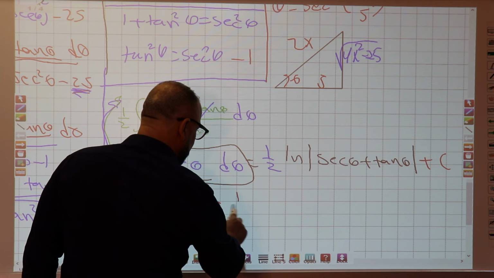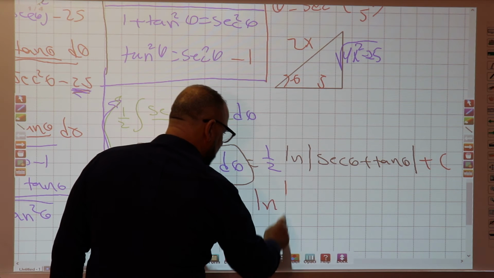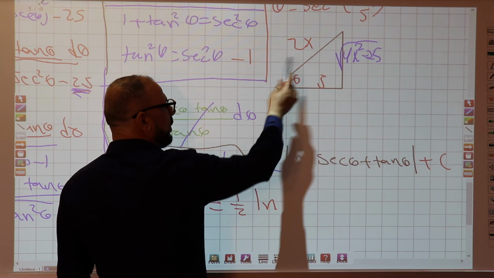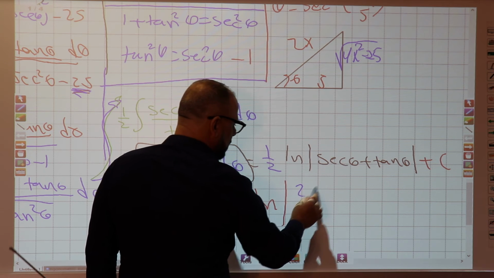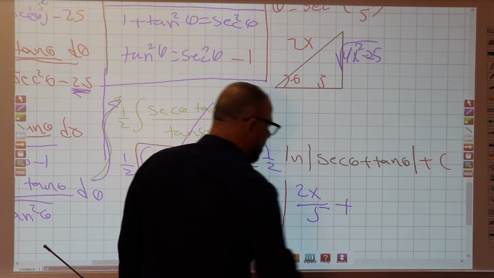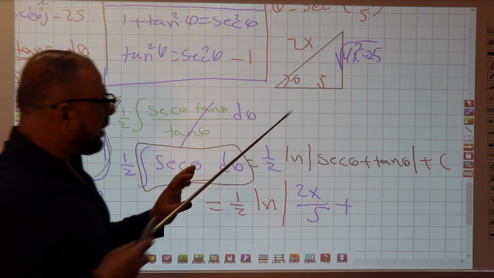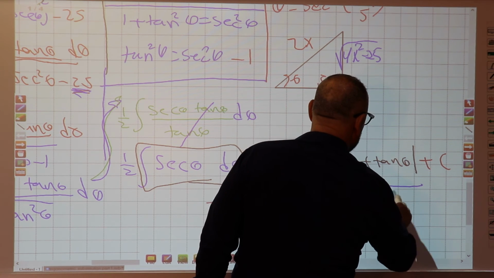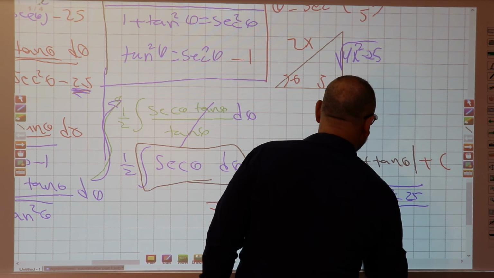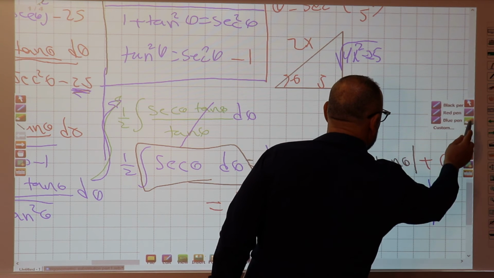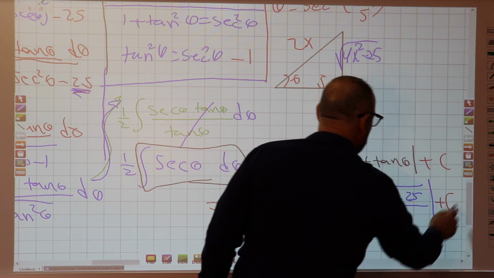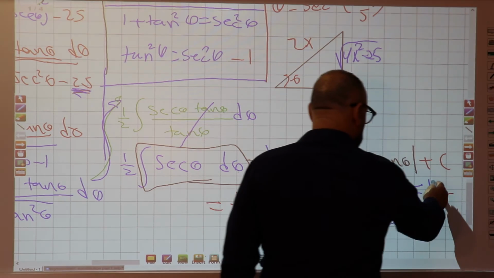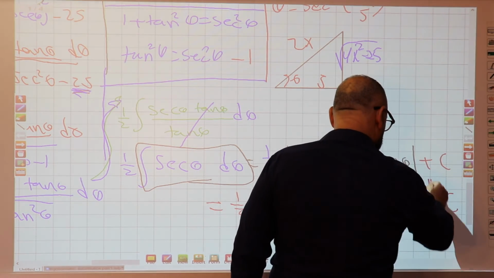Now secant theta, well, let's go back to your triangle. I left it as half natural log, absolute value. Secant is hypotenuse over adjacent: 2x over 5, plus tan theta, which is square root of 4x squared minus 25 over 5. And my lovely C. Okay. Good job.